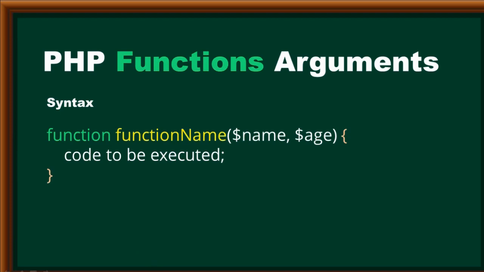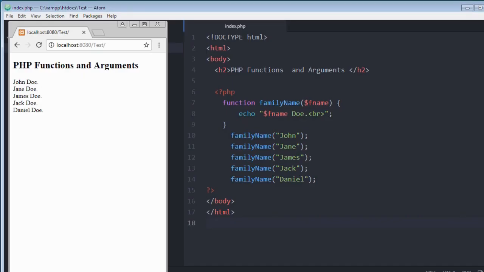It's always best to show you this by example. That way it will make more sense. So let me go ahead and do that. The example I have on the screen is a function with one argument, and the argument is called fname, which is this variable here.